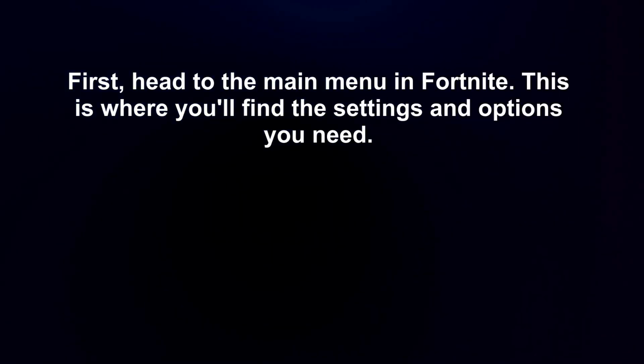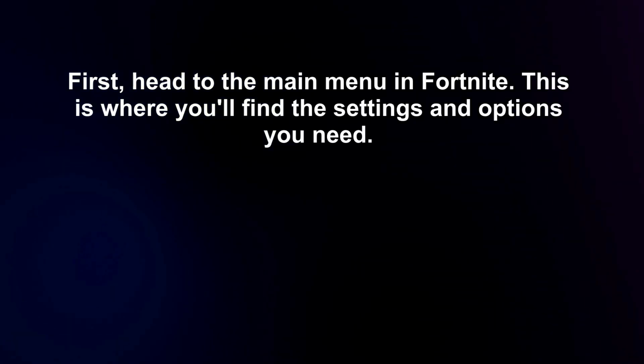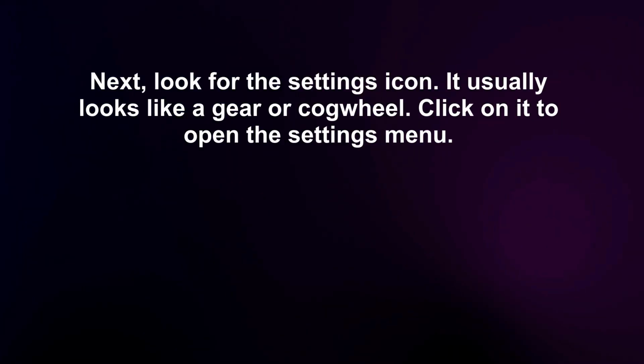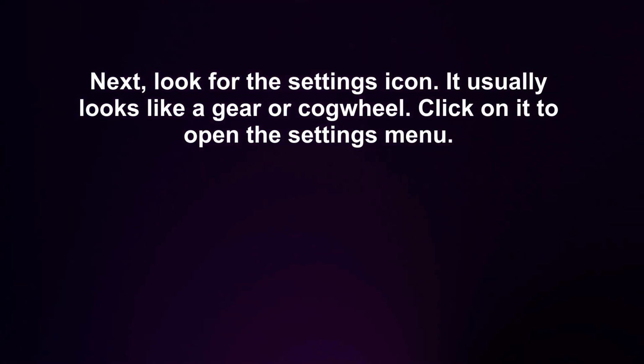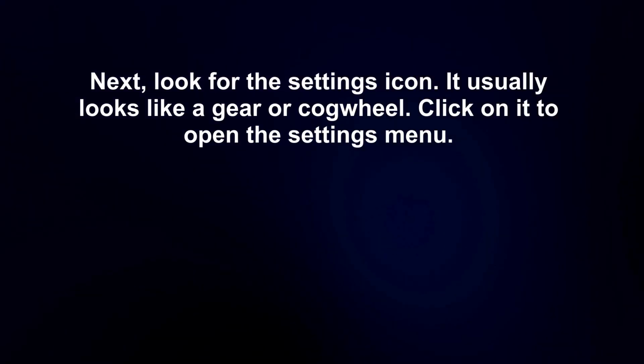First, head to the main menu in Fortnite. This is where you'll find the settings and options you need. Next, look for the settings icon. It usually looks like a gear or cogwheel. Click on it to open the settings menu.